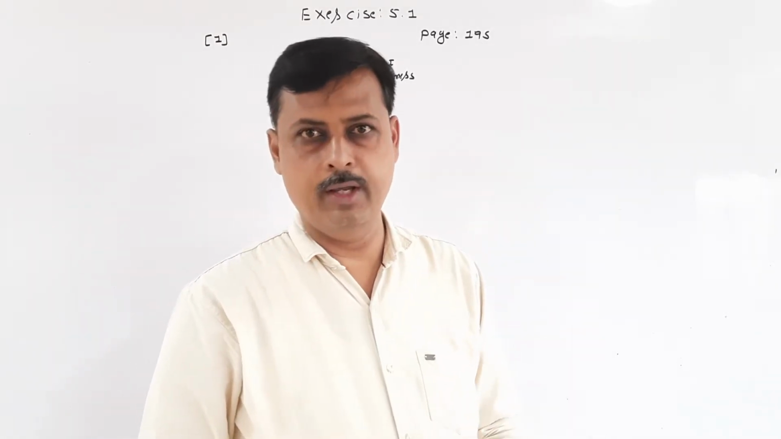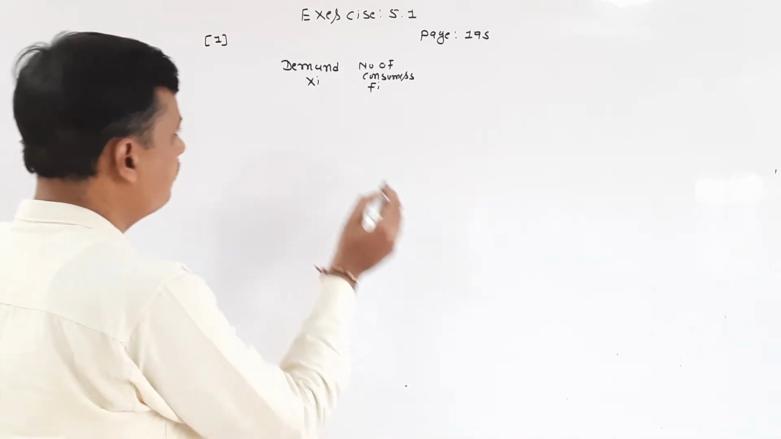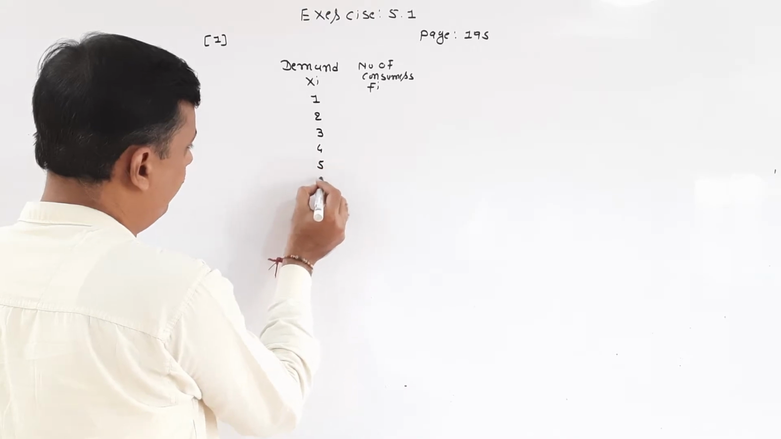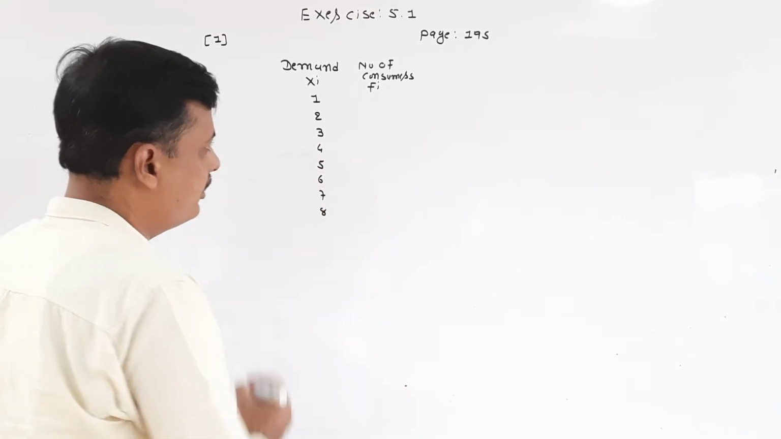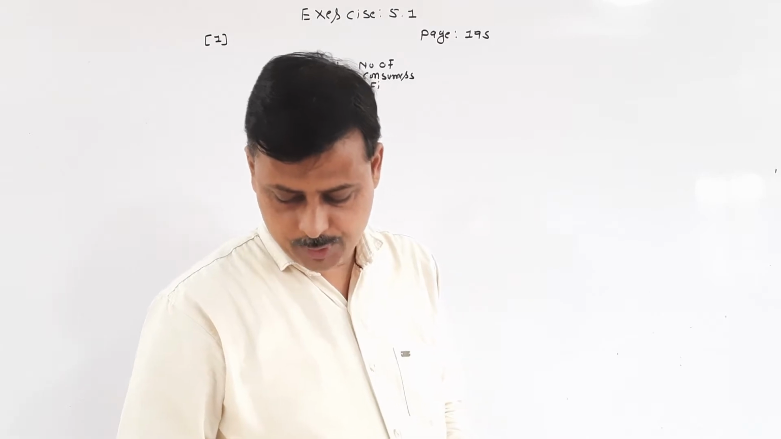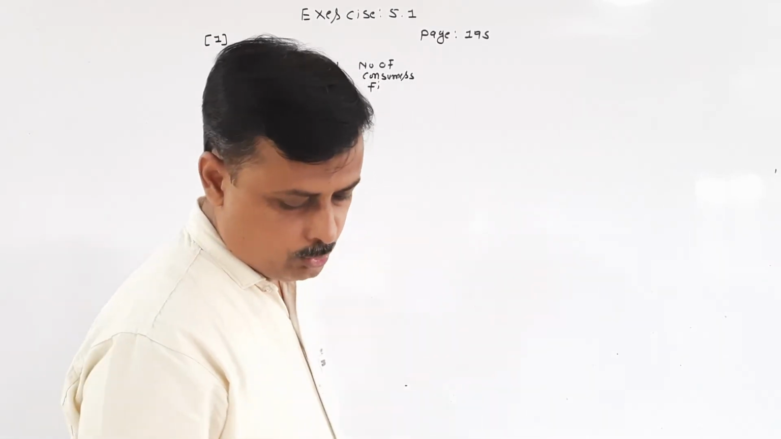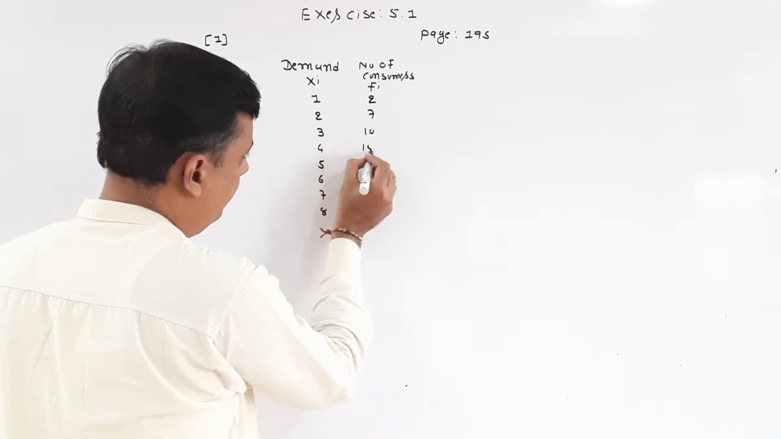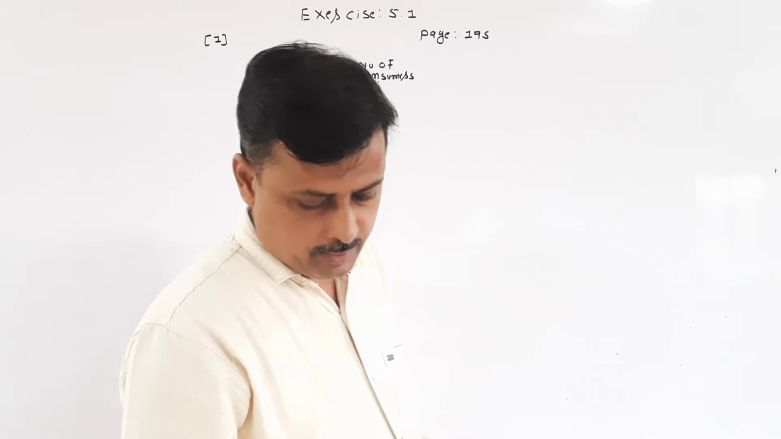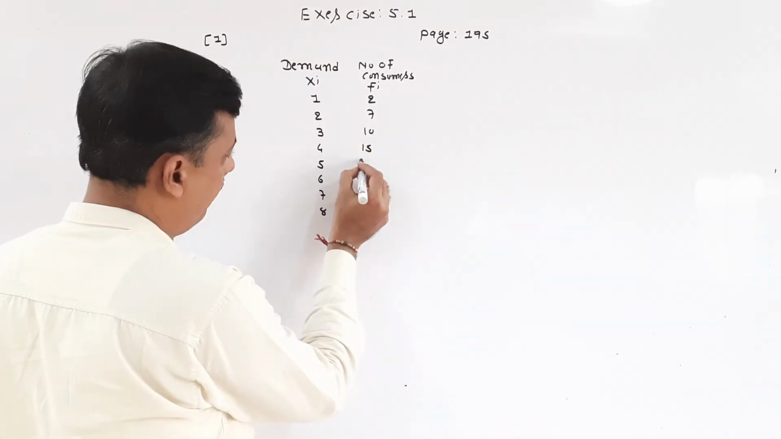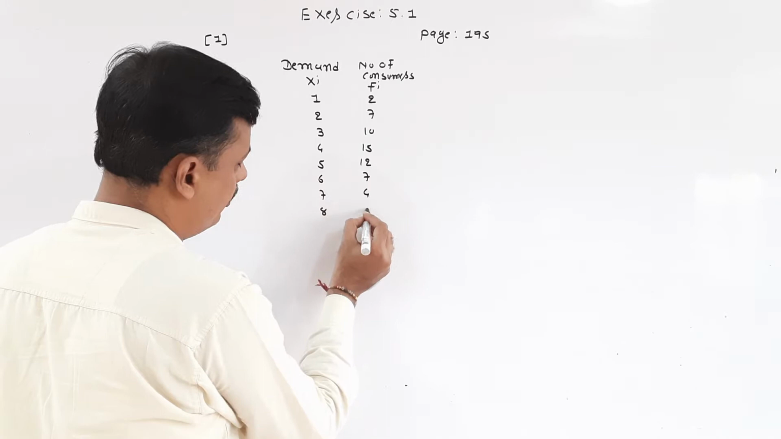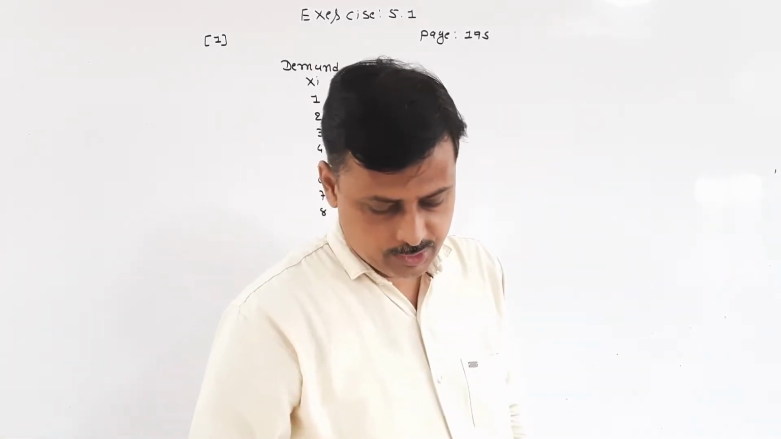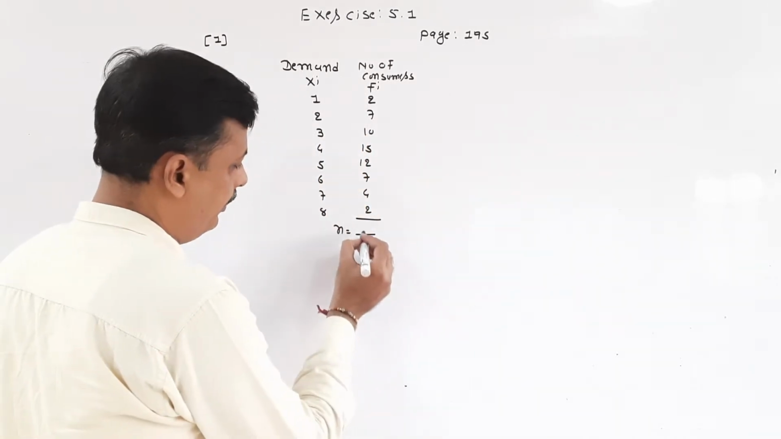Demand is given 1, 2, 3, 4, 5, 6, 7 and 8, and number of consumers 2, 7, 10, 15, 12, 7, 4, 2. So n is equal to 59.